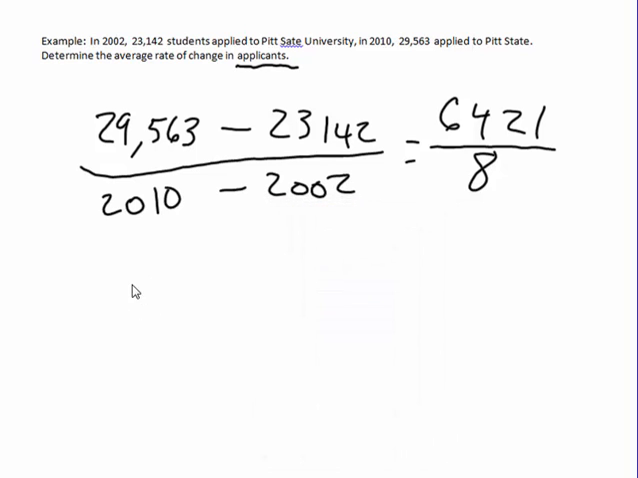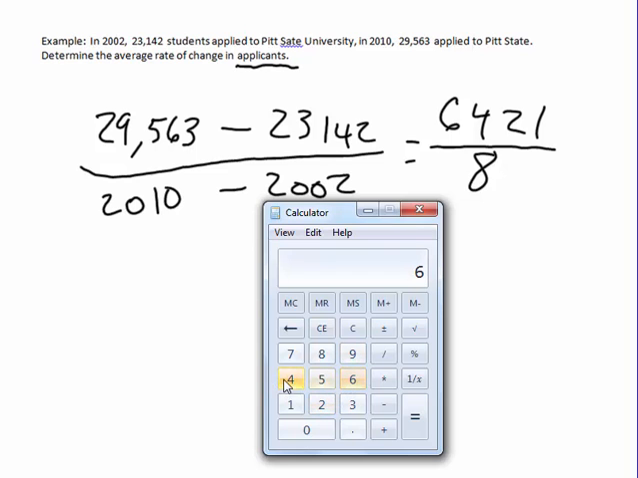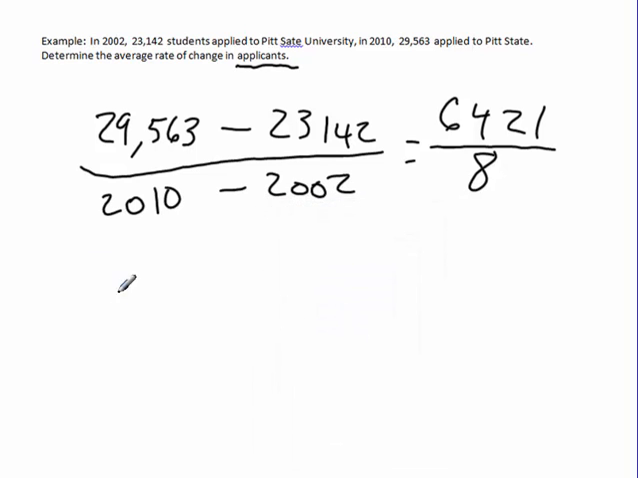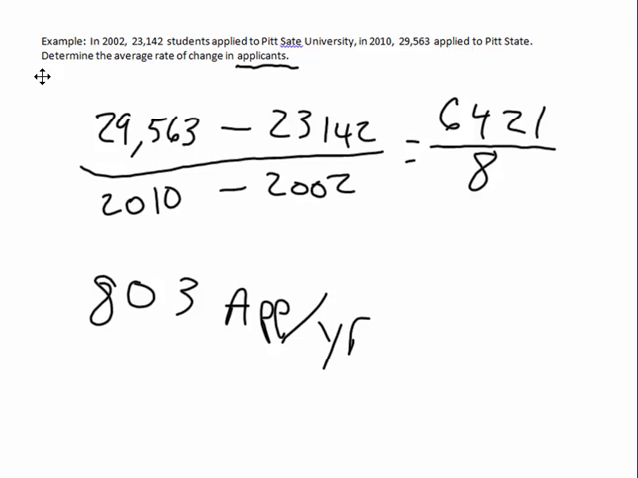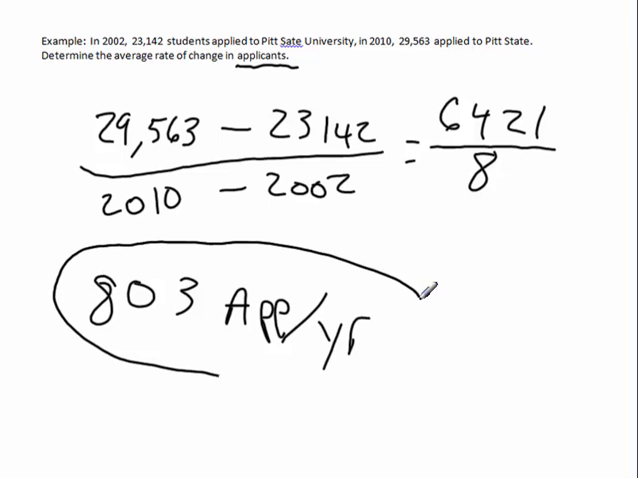802.625. So 8, what did we say that was? Darn it, I forgot the number already. Well, that didn't take long. So 6,421 divided by 8 is 802.6. So we're going to round to 803 applicants per year. That's my average rate of change. I averaged 803 new applicants per year at Pitt State. Golly, I can't believe it, Mr. Stevens. Pitt State.